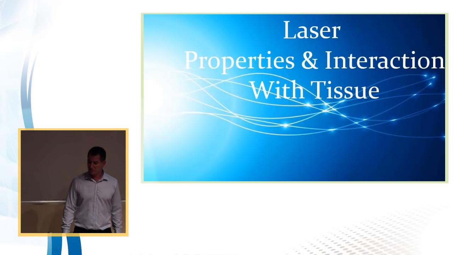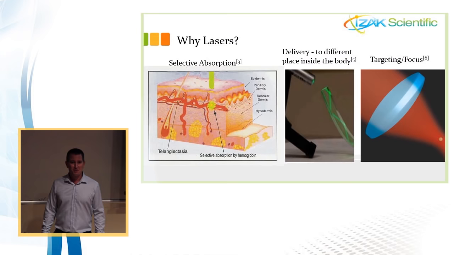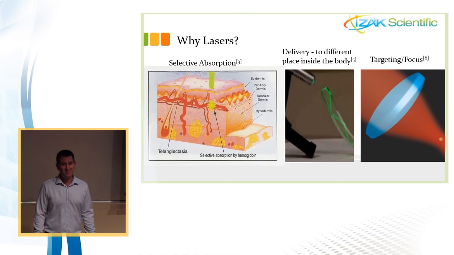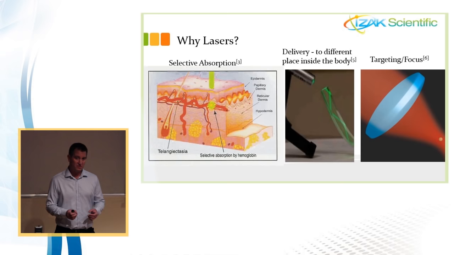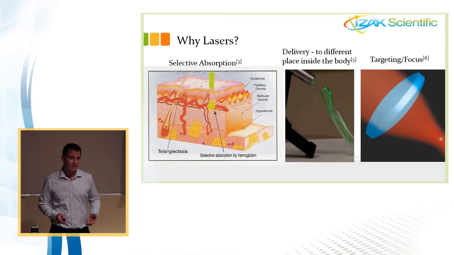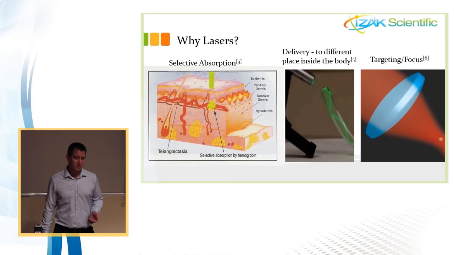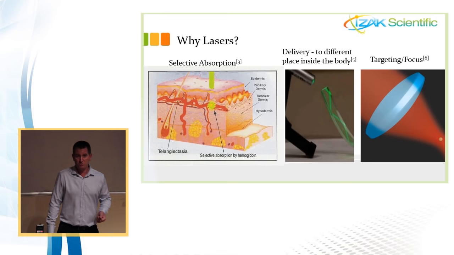The first question that we want to ask ourselves: why use lasers? First thing, it's selective absorption. What does it mean? For example, if you want to target only hemoglobin, or small blood vessels, and coagulate them, we can illuminate with light. That light is absorbed only in hemoglobin, and by this we do not damage other layers of the tissue, for example epidermis, dermis, or other pigment, for example melanin.